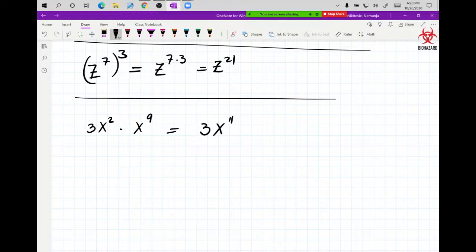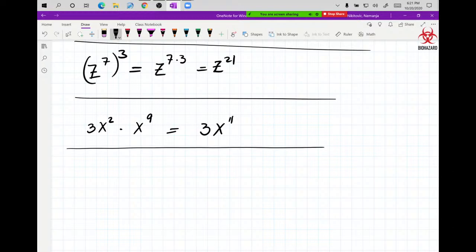And I tried to sneak in the old rule, right? So the exponents add in this case because we are multiplying 2 separate x's, right? So the exponents would add into 11. Awesome.